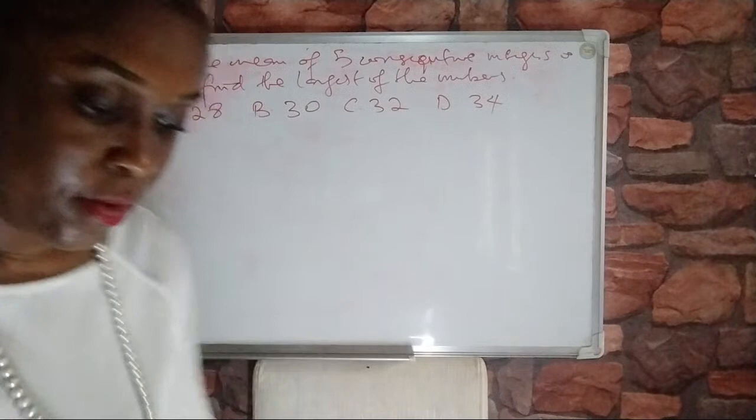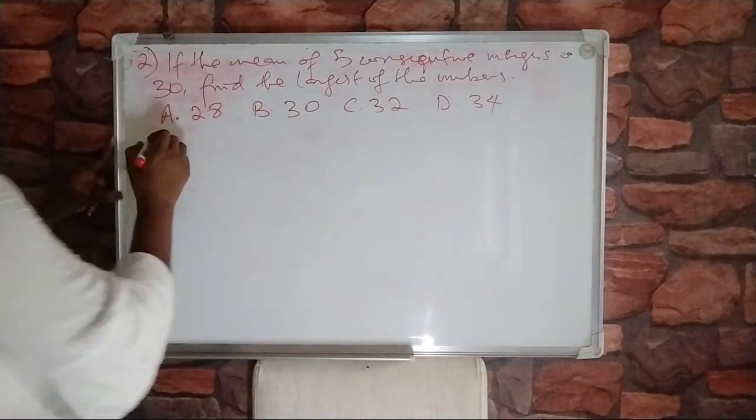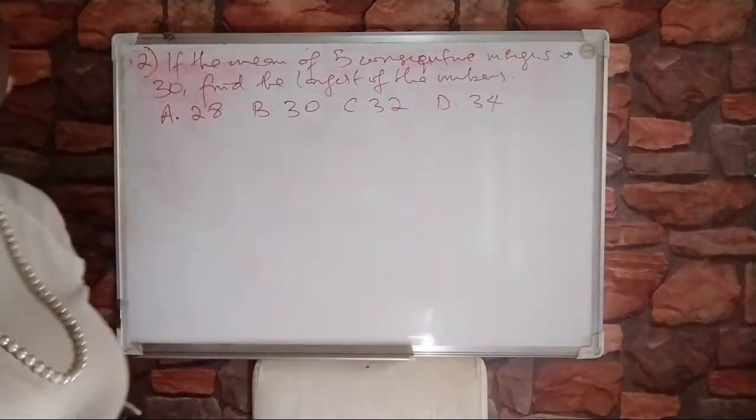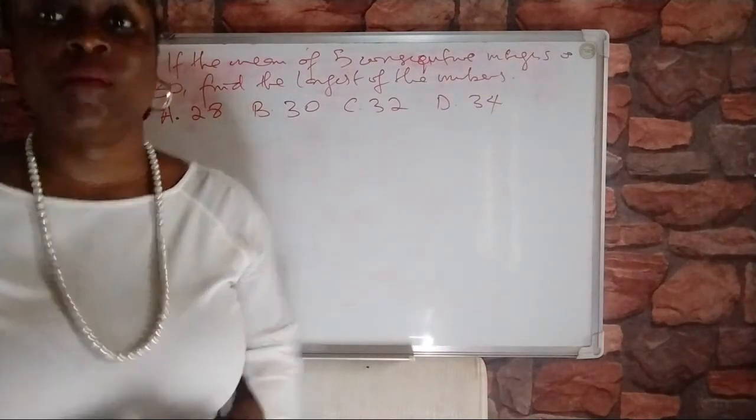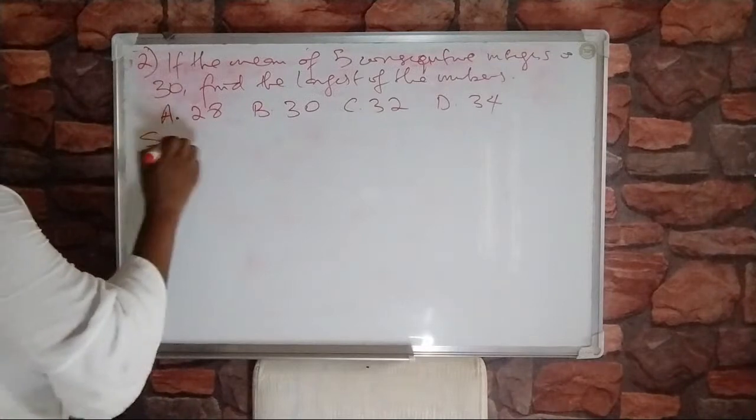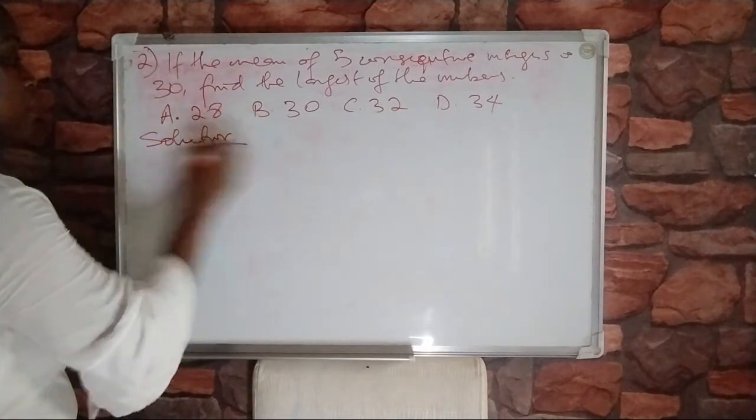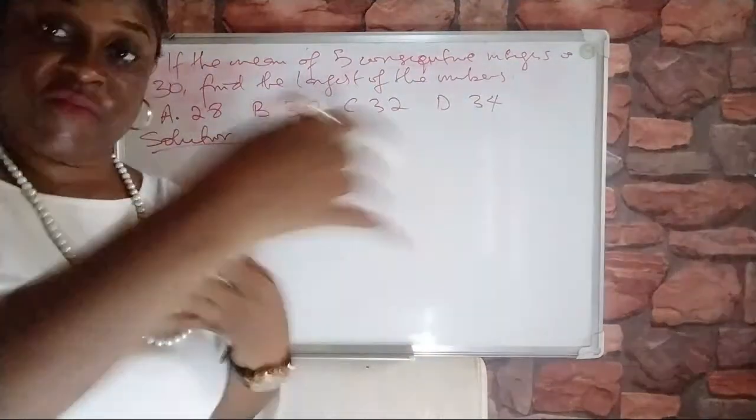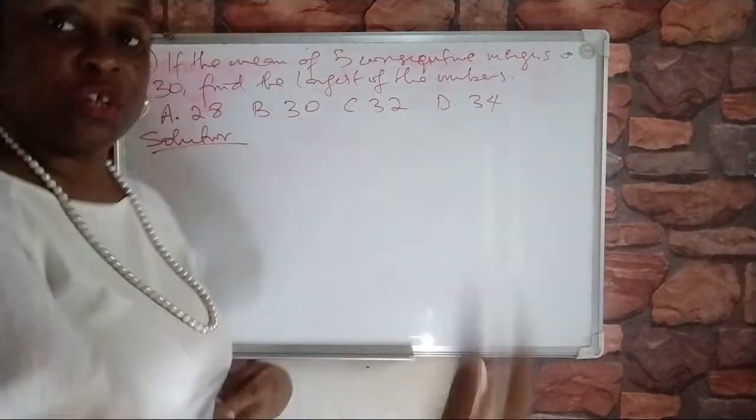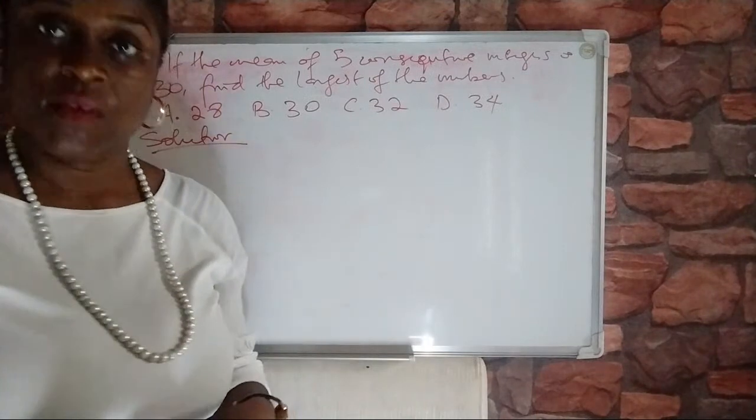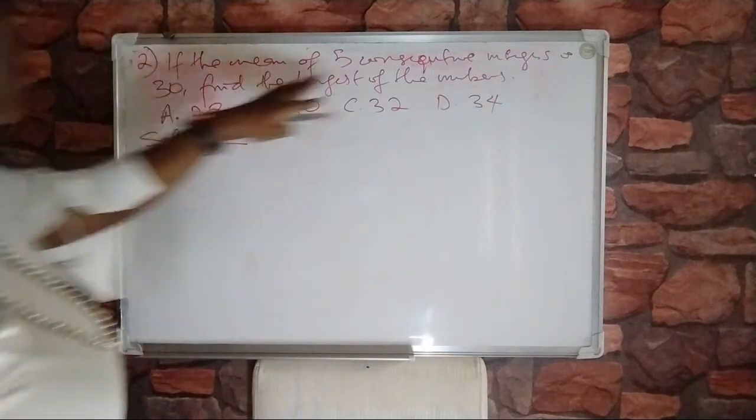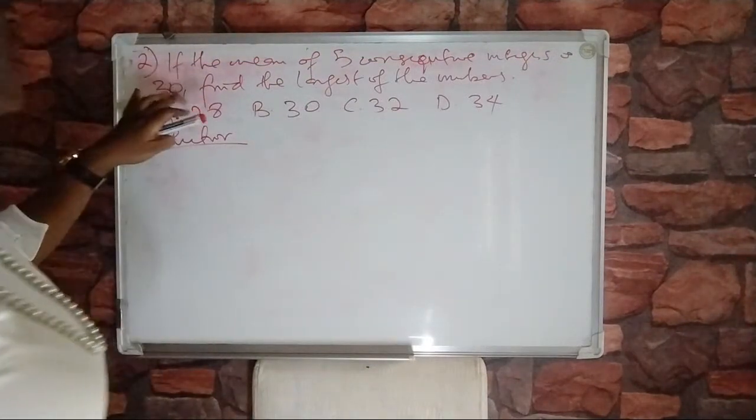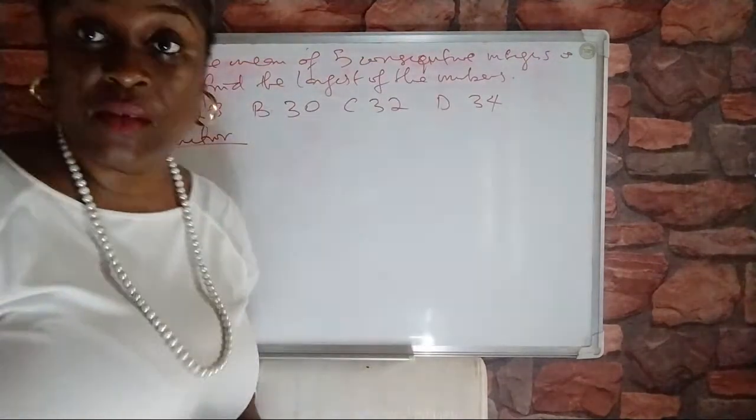We're going to assume that the first number is A. Let the first number be A. They said 5 consecutive numbers, like 1, 2, 3, 4, 5. Numbers following each other are called consecutive numbers. So we're looking for the mean of 5 consecutive integers, and if the mean is 30, find the largest of these numbers.